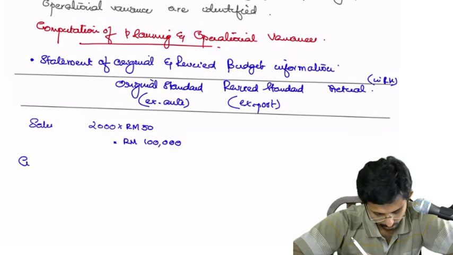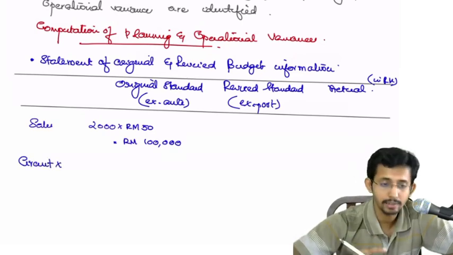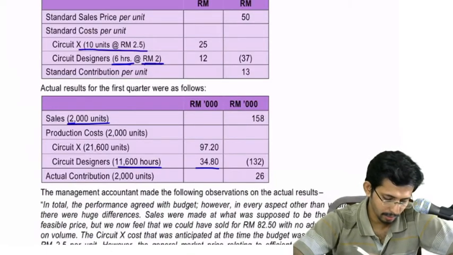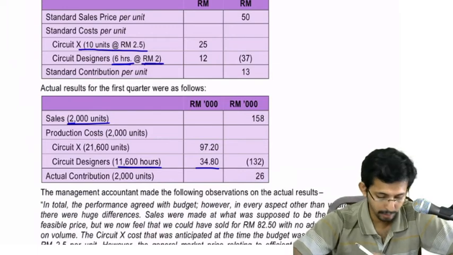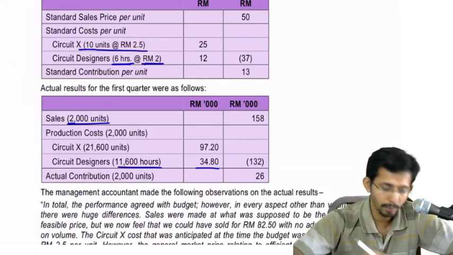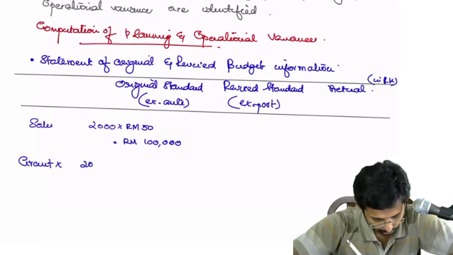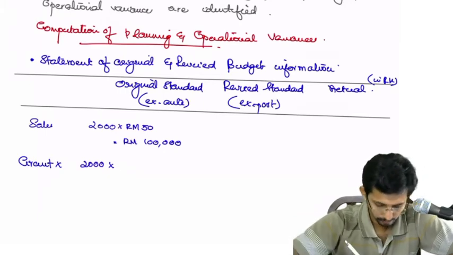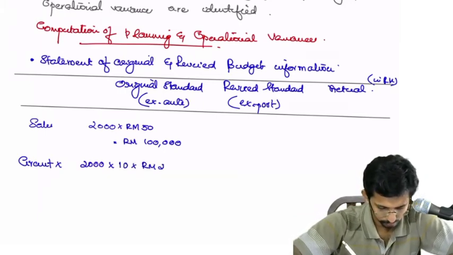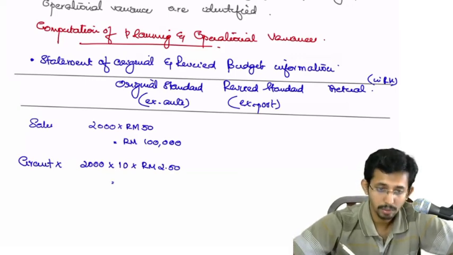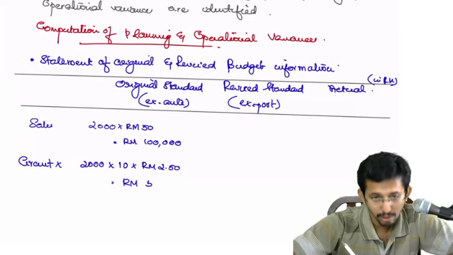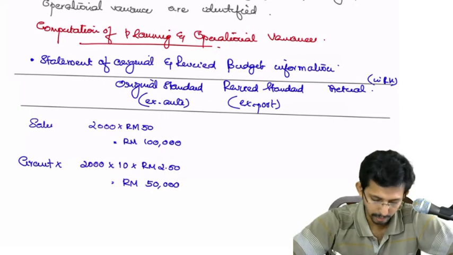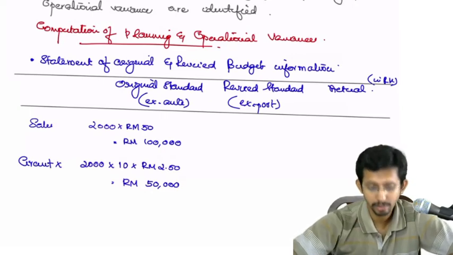Okay, then you had Circuitex. Circuitex, how many you require? For each unit you require 10 units at 2.5. So 2000 into 10 units, that will be RM 50,000. Okay, 2.5 into 10 will be 25, into 2000 will be 50,000.